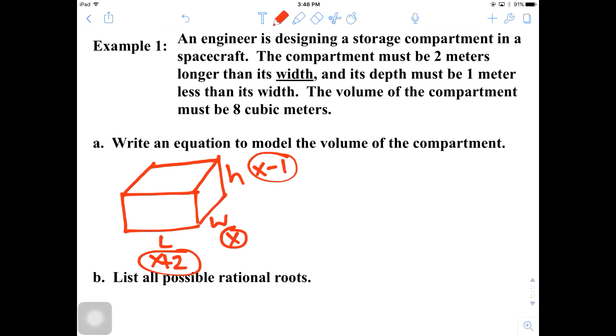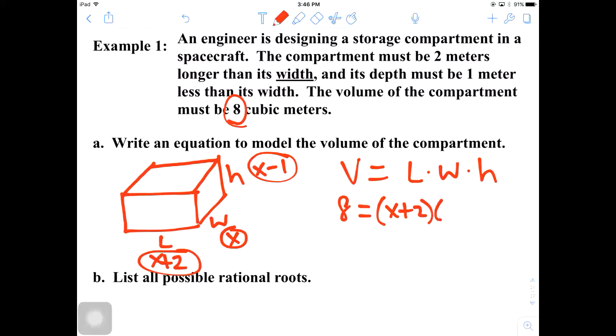So those are the dimensions, and as you recall, the volume formula for a 3-dimensional rectangular prism is length times width times height. And we are given that the volume of this compartment must be 8. So we're going to let it be 8, and then we will just substitute the dimensions that we found. The length is x plus 2, the width is x, and the height is x minus 1.